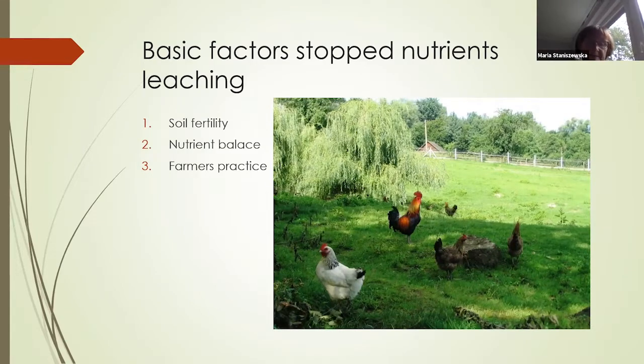What is deciding about nutrient leaching? What are the key factors? It is soil fertility, nutrient balance, and farmers' practice. And these three factors decide whether we have nutrients in the water or we haven't.